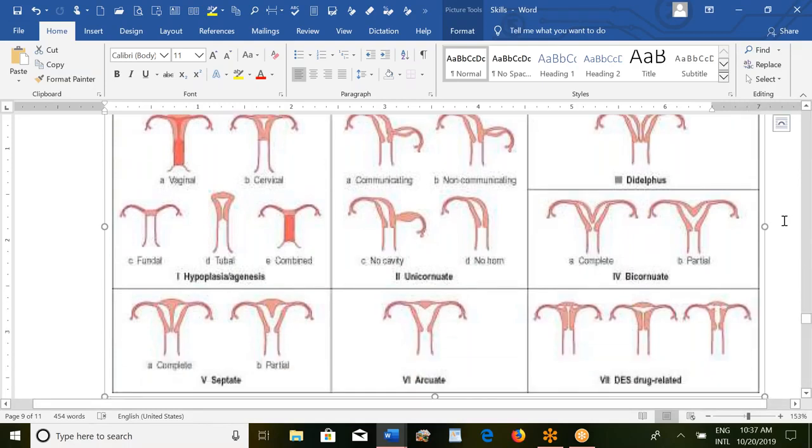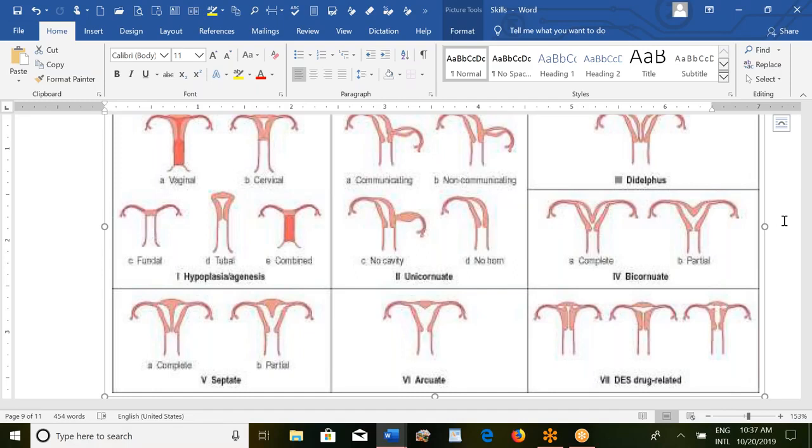Then the septate uterus, partial and complete. The subseptate uterus, again, the risk of miscarriages is high. Sorry, in the septate and the subseptate, complete and partial septum. In case of such a condition, according to the guidelines, I think you can go for the septal resection if you identify this.